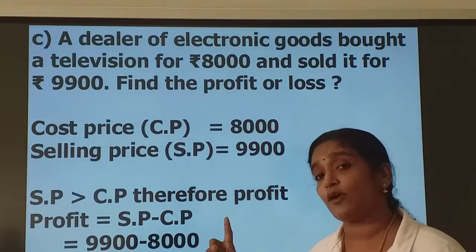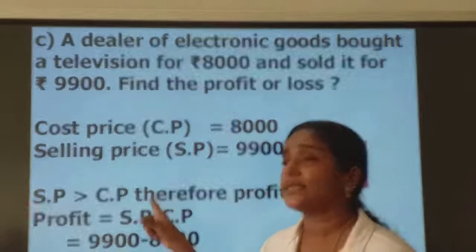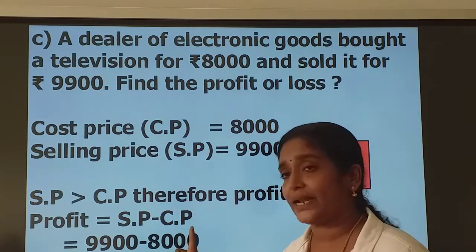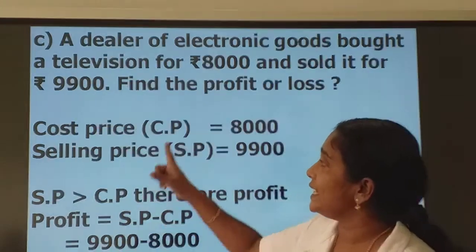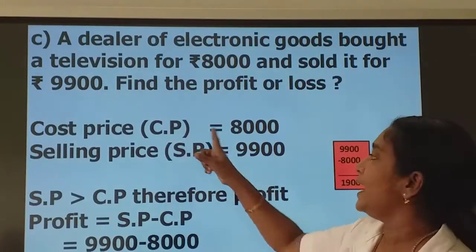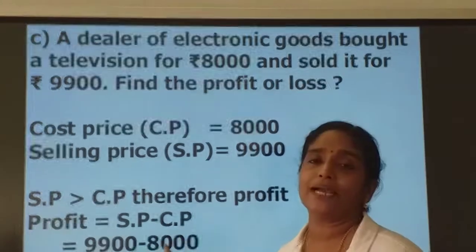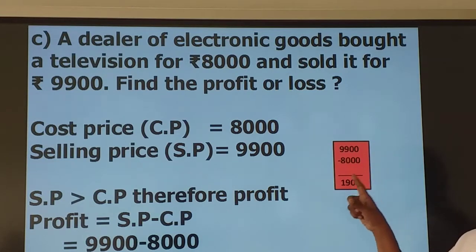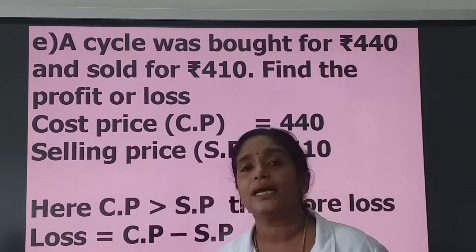Profit, how to find profit? To find profit, we want to subtract cost price from selling price. So, what is selling price? 9,900 and what is cost price? 8,000. So, 9,900 minus 8,000. What will we get? 9,900 minus 8,000 is 1,900. So, 1,900 is the profit.